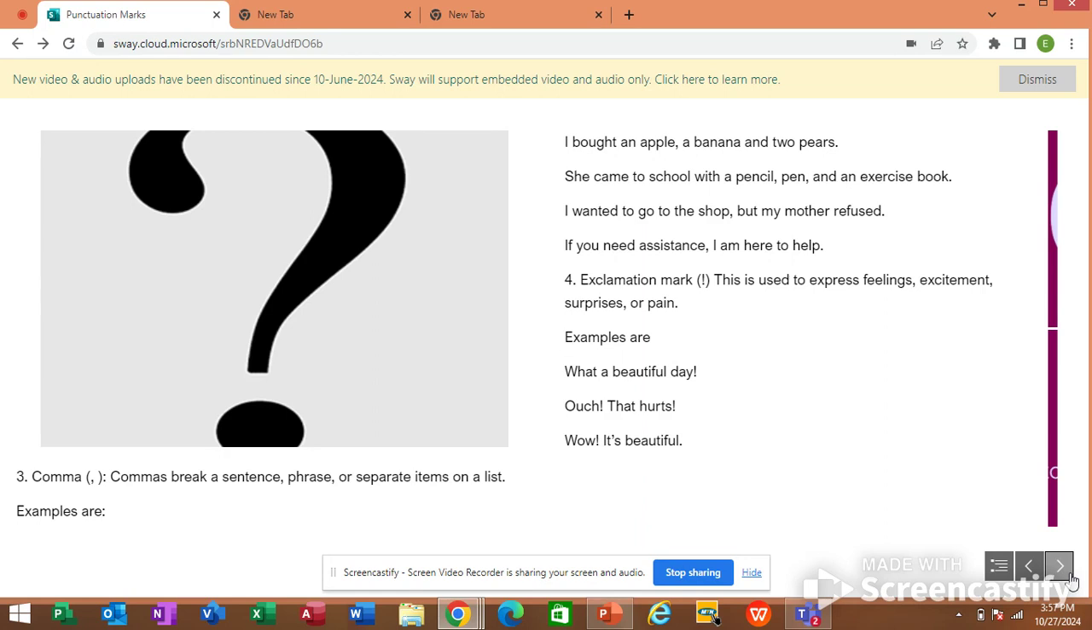I want to go to the shop, but my mom refused. Two sentences. First one, I want to go to the shop. The second one, but my mom refused. It's a phrase. So to link them up, I had to break them with my comma. If you need assistance, I am here to help. That's another sentence. If you need assistance, I am here to help. I broke it up also with comma.